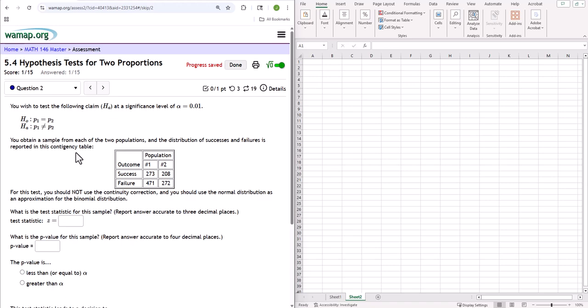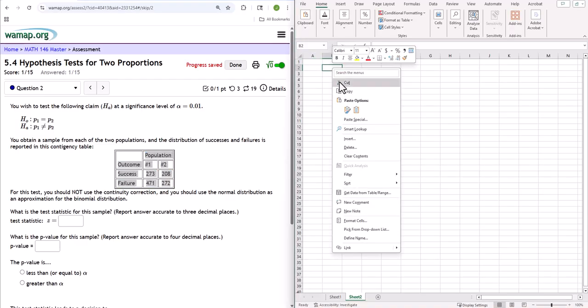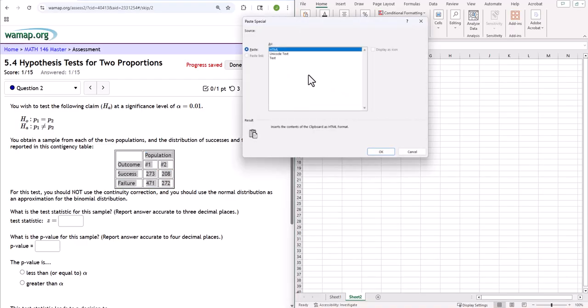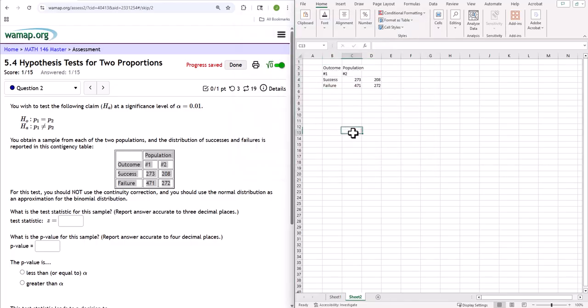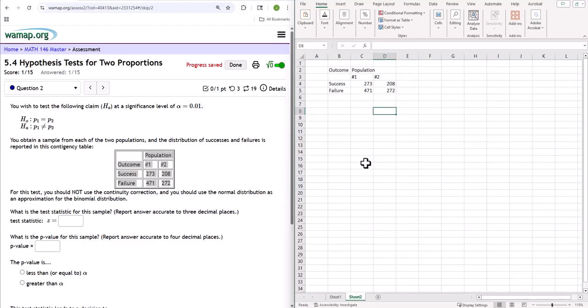You obtain a sample from each of the two populations, and the distribution of successes and failures is reported in this contingency table. So we have this contingency table, and I'm going to try to copy and paste it over here into Excel. And let's see if paste special works. Well, got these guys moved over. I don't know if we can just drag them. Anyway, not too bad. Merge and center here. So, I'm going to zoom in just a little bit.